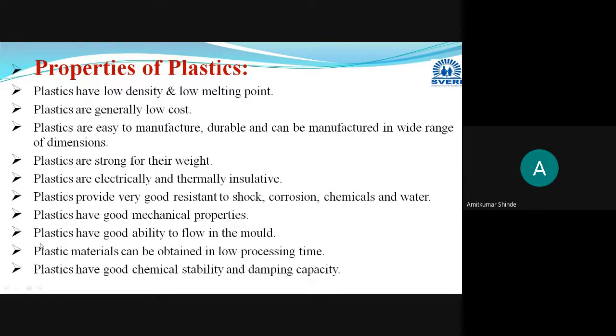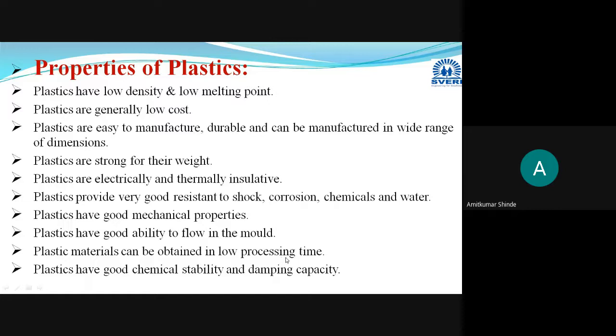Already I have discussed that plastics have very good mechanical properties. Then plastics have a good ability to flow in the mold. Due to this good flow ability, you can give the desired shape and size to that particular plastic material, and it is very easy to manufacture that plastic component in the desired shape and size.